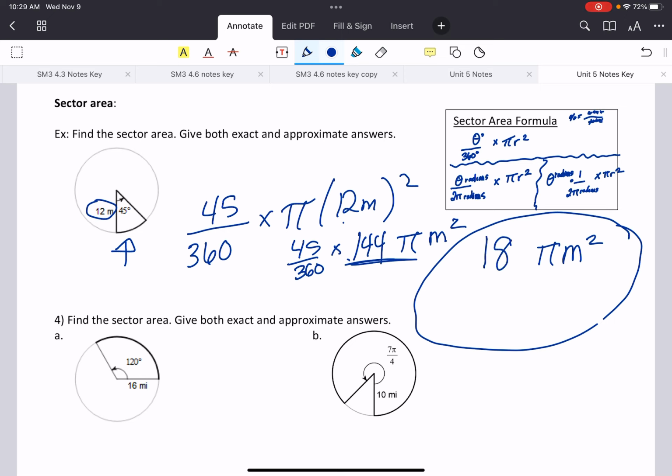Also, did you get 18 for the approximate? I got 56.55. How do you get the exact again? You just multiply this, leave the pi out of it. This is my exact answer. Leave the pi out of it, which is approximately, you had 39.